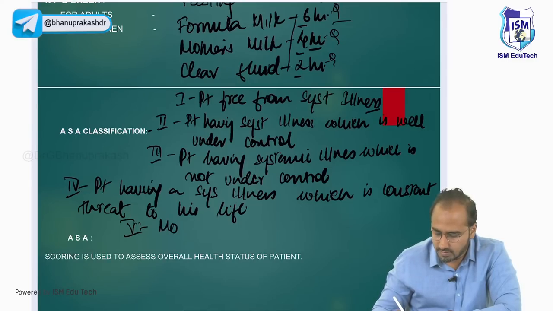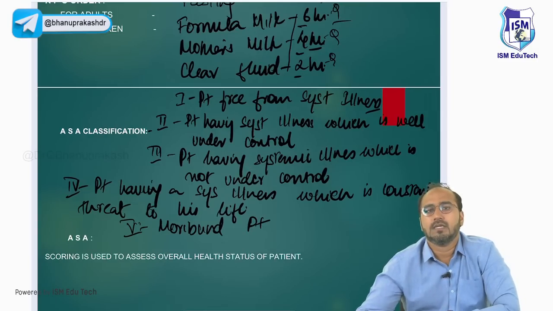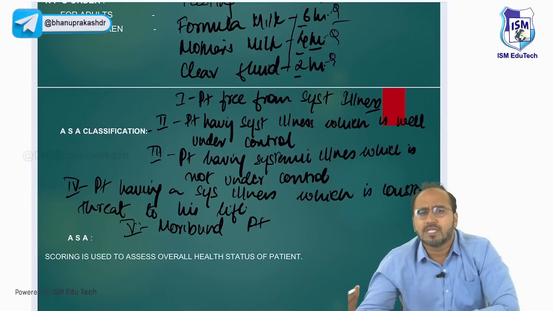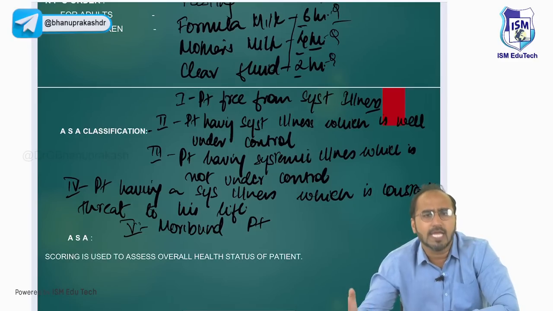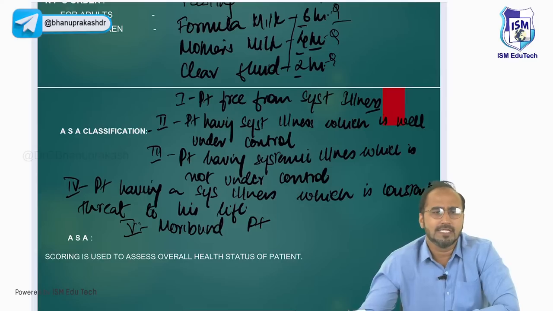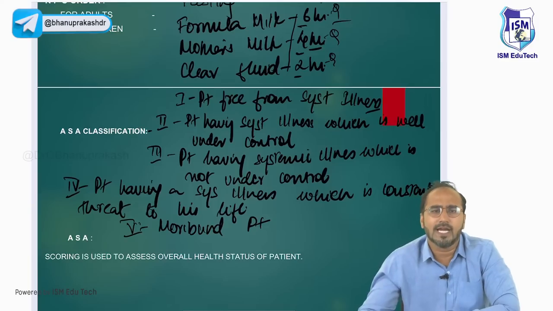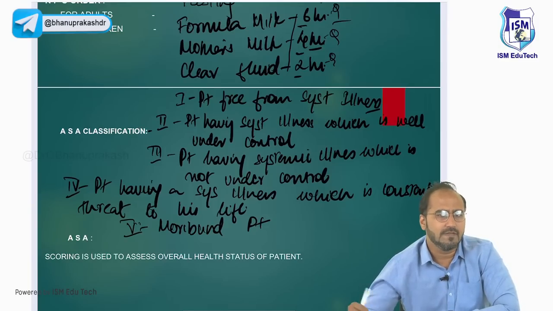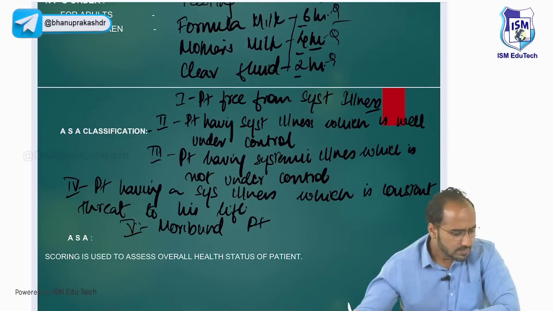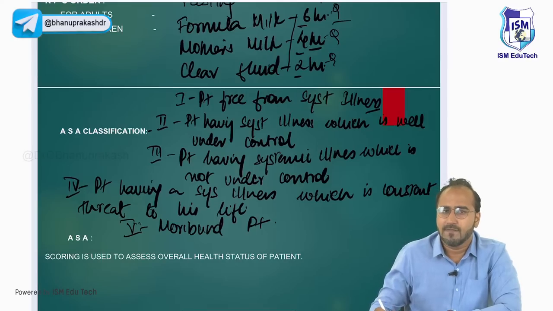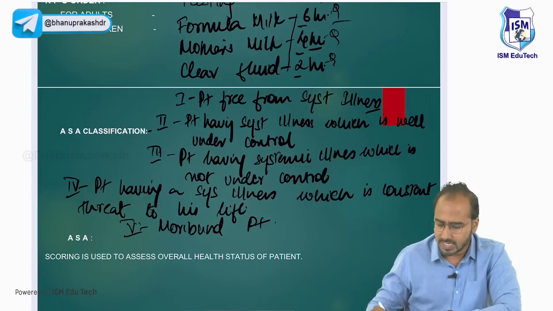Class 5 means what? Moribund patient. Moribund patient means what? Come on, guys. What is moribund patient? Patient suffering with multiple comorbidities. Without surgery, uska survival chance to hai hi nahi. Surgery ke bagar to wo mar hi jayega. Multiple comorbidities. He is suffering with diabetes, hypertension, coronary artery disease. He is having CVA, stroke also, right? So, any moribund patient whose survival chances are very less, that patient is class 5.